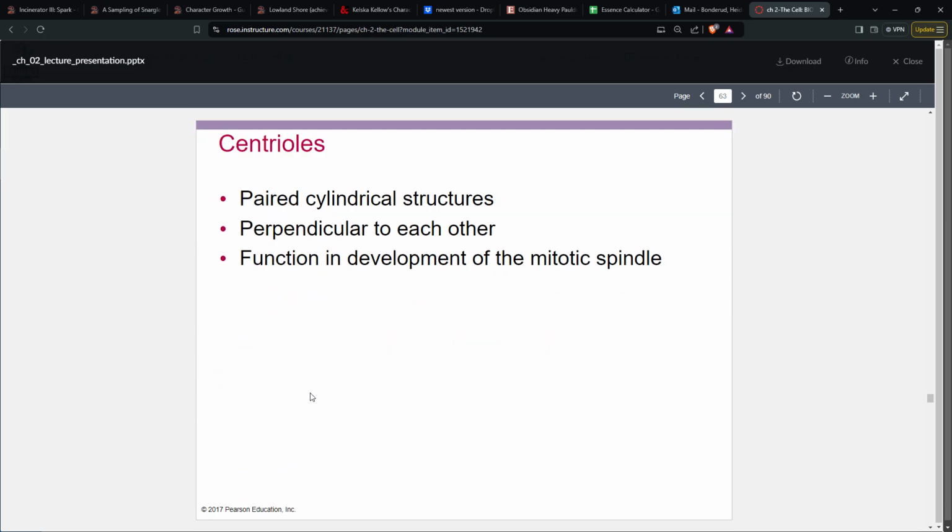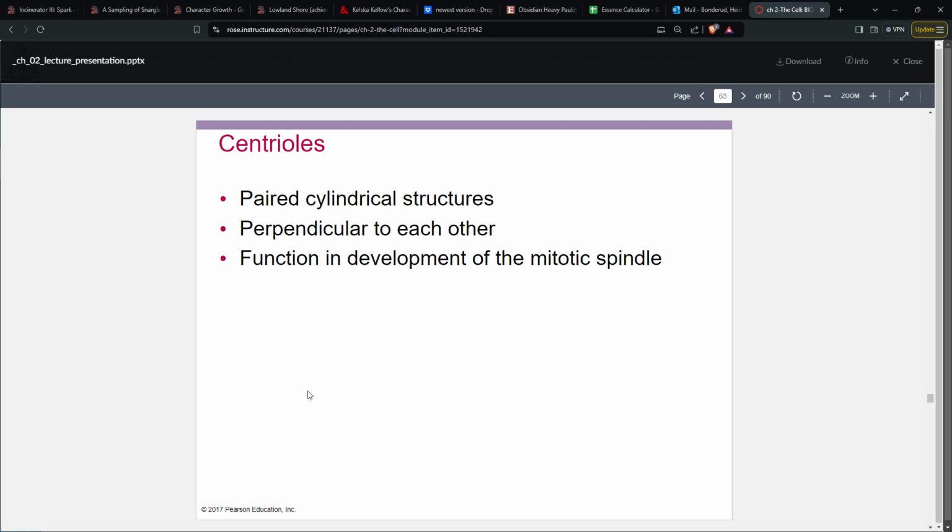Centrioles, what are they? We're really not going to focus on them at all, except for right here. Centrioles are going to be paired cylindrical structures that sit perpendicular to each other, so think of a plus sign. Unless the cell is actively undergoing mitosis, they're not doing anything. They're sitting there, chilling, hanging out.